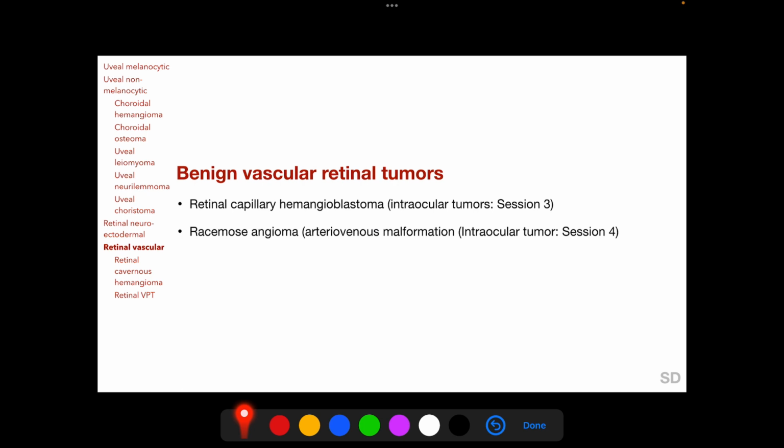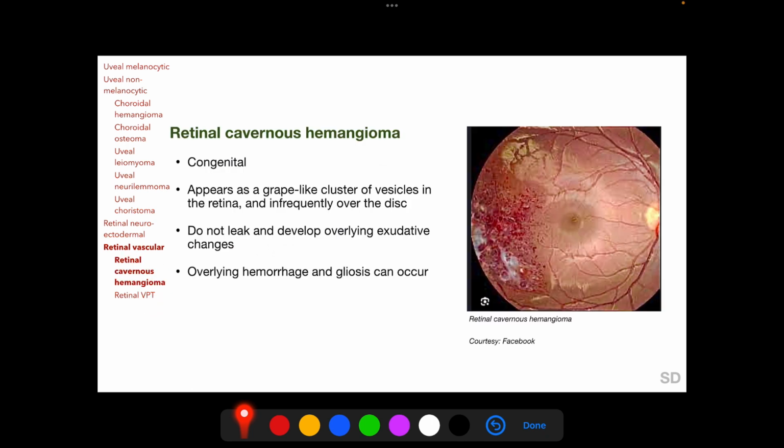Among the benign vascular retinal tumors, we have already discussed retinal capillary hemangioblastoma and racemose angioma in the previous sessions, and in this session we will discuss retinal cavernous hemangioma and retinal vasoproliferative tumor. The term retinal cavernous hemangioma should be distinguished from retinal capillary hemangioma of von Hippel-Lindau disease, which we have discussed in the previous session. Retinal cavernous hemangioma is considered to be a congenital lesion which appears as a grape-like cluster of vesicles in the retina and infrequently over the optic disc.